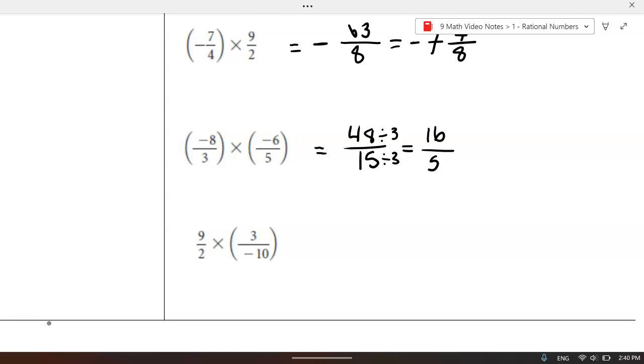So the question I asked myself is, how many times does 5 go into 16? 3 whole times, and what's left over? Well, 16 is 1 bigger than 15, so I'm left with 1/5 like that.